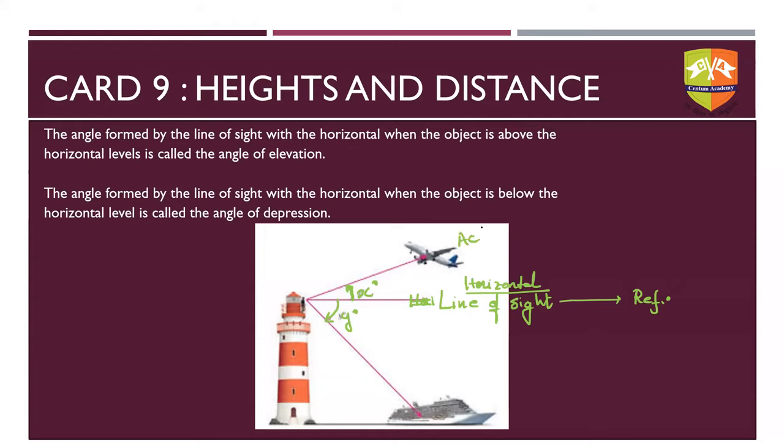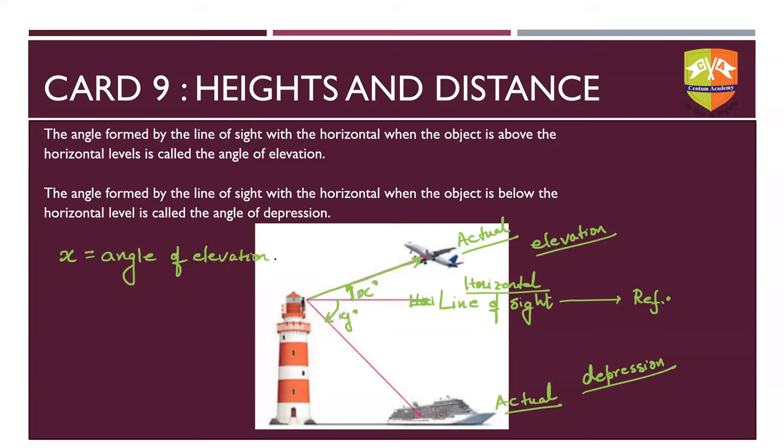This is the actual line of sight when you have tilted your head to that angle. This is also actual. In this case it is lower than the horizontal line of sight, so this will be called depression. The angle gets depressed. This is elevation. The angle gets elevated. You have to raise your eyes from the horizontal line above that line. That is called the angle of elevation. For example, when someone at this lighthouse is sighting an aeroplane, and here a ship, x is the angle of elevation. All the measurement of the angles will be taken from the horizontal line of sight, and y is the angle of depression.